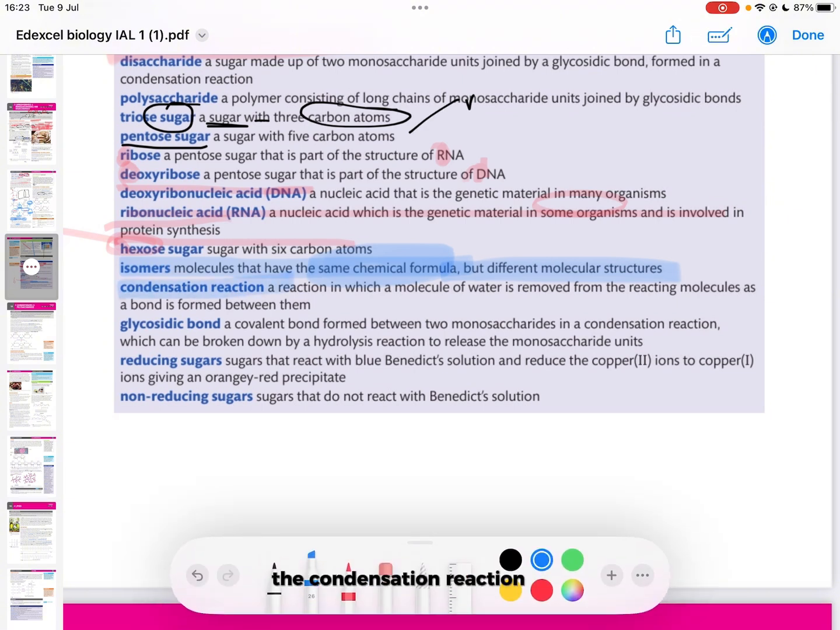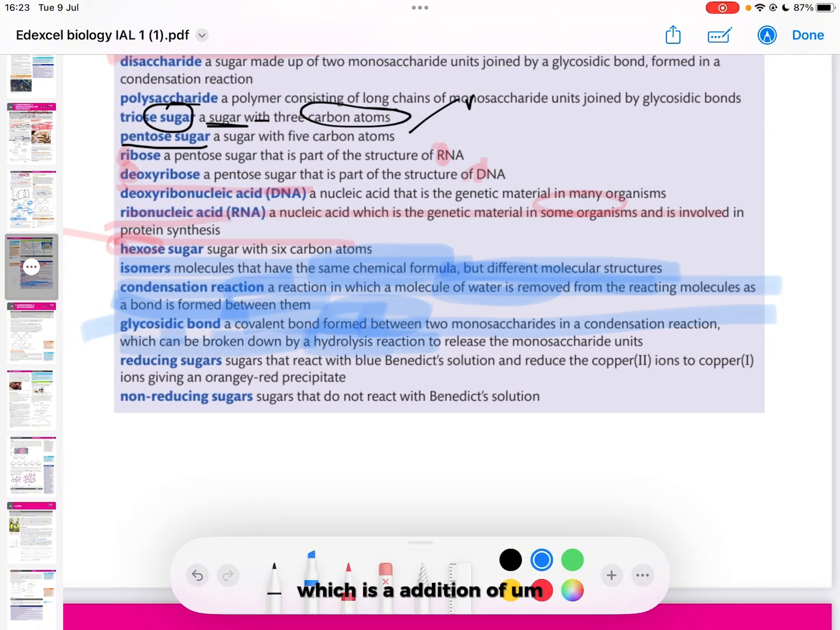The condensation reaction is a reaction in which a molecule of water is removed from the reacting molecules as a bond is formed between them, and the glycosidic bond is the name of the covalent bond formed between two monosaccharides in a condensation reaction, which can be broken down by a hydrolysis reaction, which is the addition of water to release the monosaccharide units.